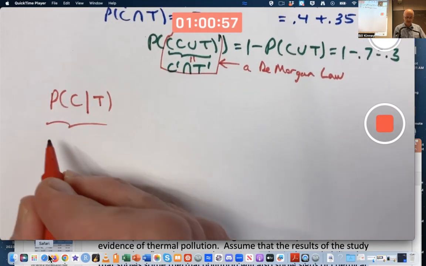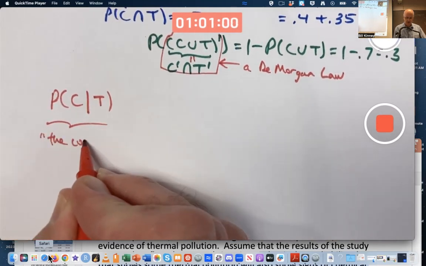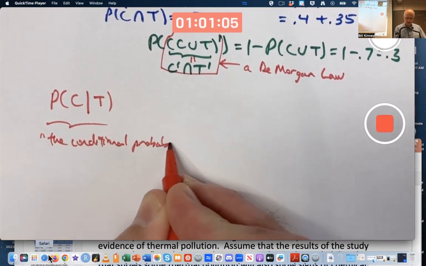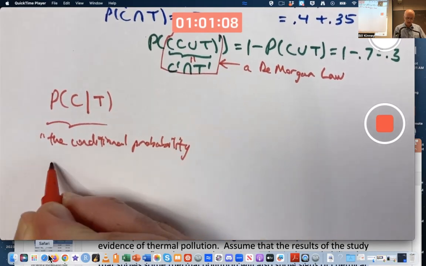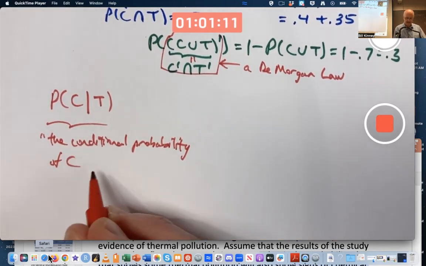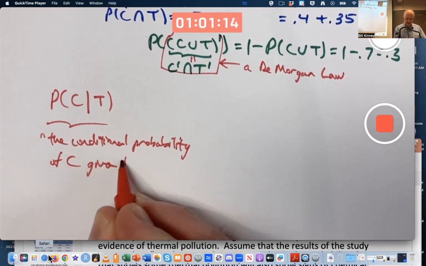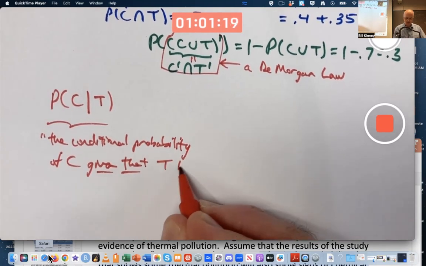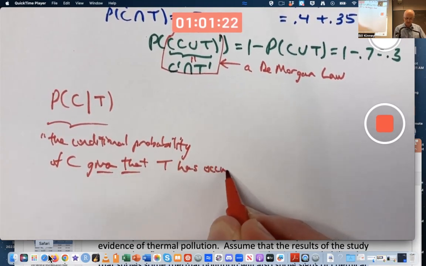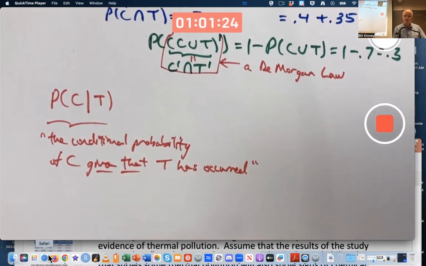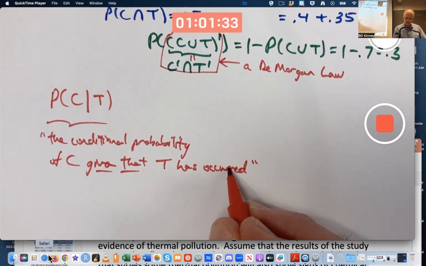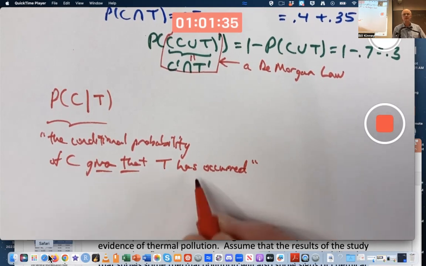This symbol represents the conditional probability of the first event that you see, C, given that we know T has occurred. And I think I might have spelled occurred wrong. I'm not remembering. Occurred might be just one R. I think it is two C's.